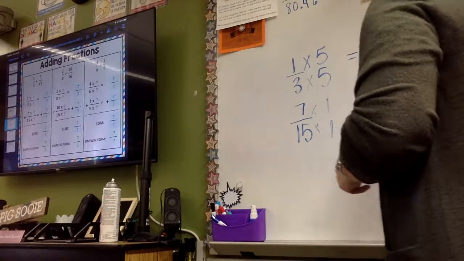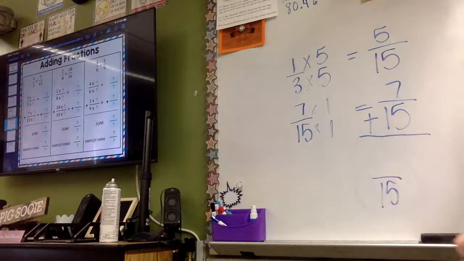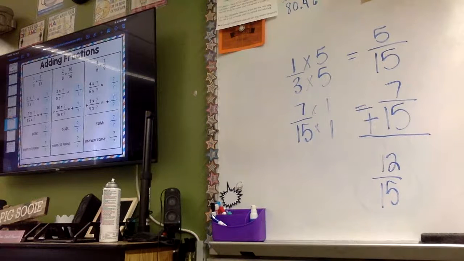All right, now I'm going to add these two together. 15 is my common denominator still. What's my numerator, Connor? Ania, 12. How'd you get it? You added 5 plus 7, right? I didn't think about that.